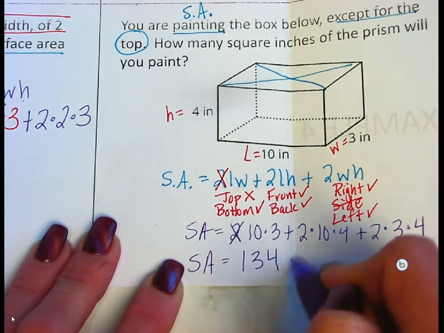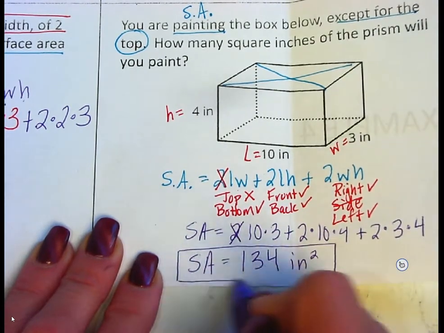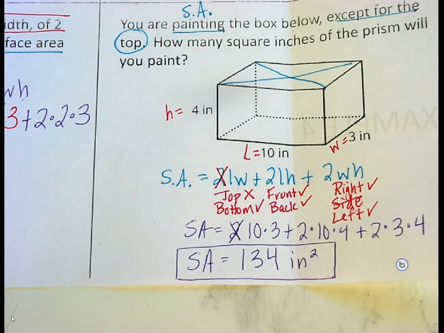134 inches cubed. So that's our answer, and this concludes our lesson on surface area of rectangular prisms.